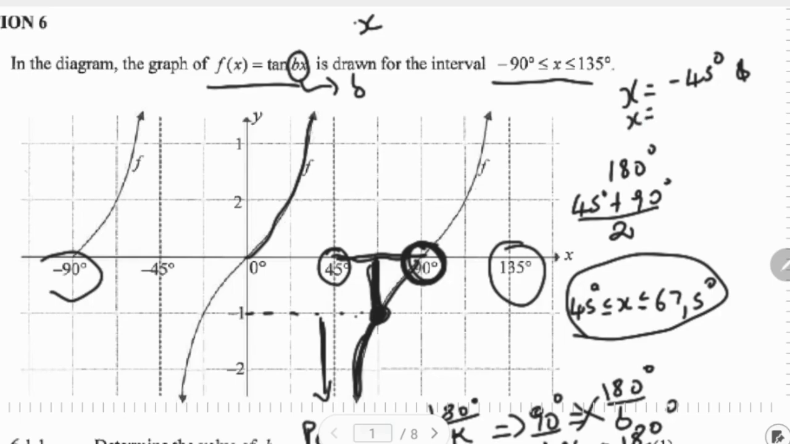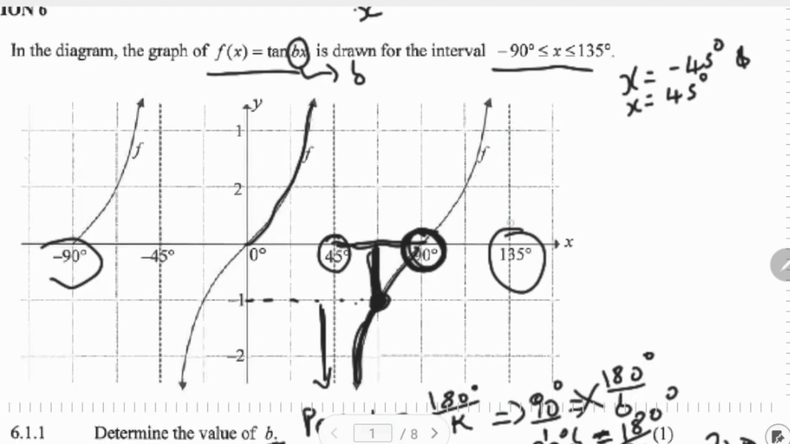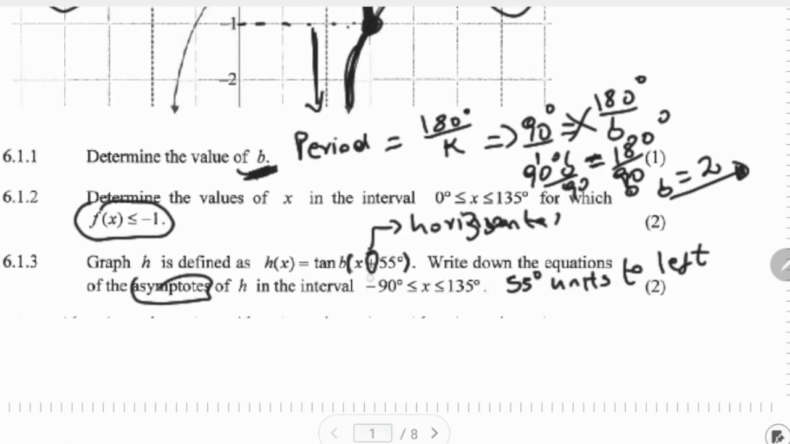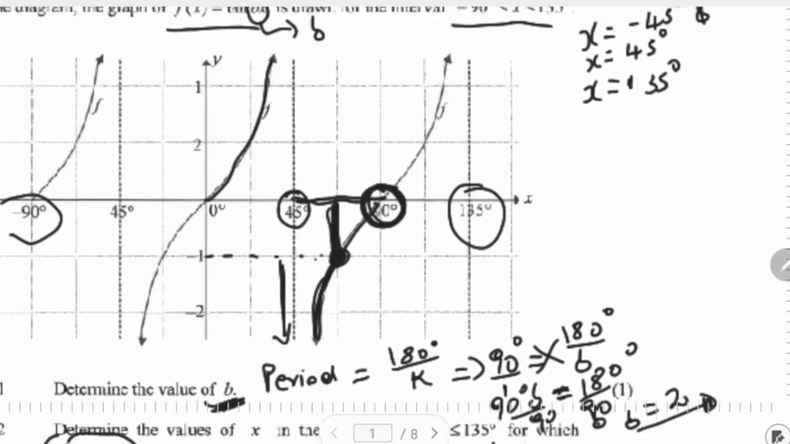We have x is equal to 45. And then lastly, I think I just saw another asymptote. The other asymptote, there is a broken line. It's at 135. Let me just confirm where we're supposed to work. Yes, we're supposed to work between minus 90 and 135. So we include that asymptote.